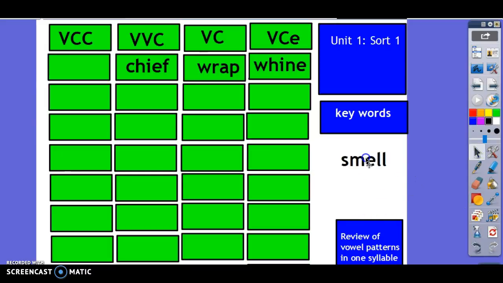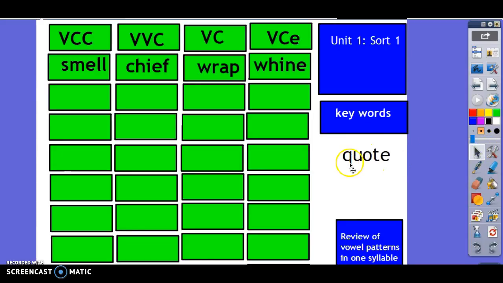The next word I have is smell. Find the vowel, E, vowel, consonant, consonant. Remember, these are all one-syllable words, and you are looking for the vowel to start your pattern.